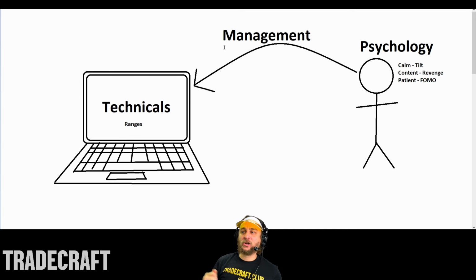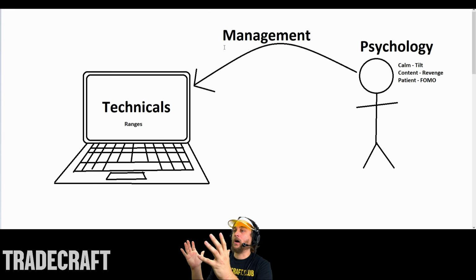And as far as technicals go, some things do have edge, technically speaking, and some don't. Even if our management and our psychology is perfect, we need to know that. Because in the end, we are searching for edge, which can come from one of these three things. It actually comes from a combination of all three of these things put together.